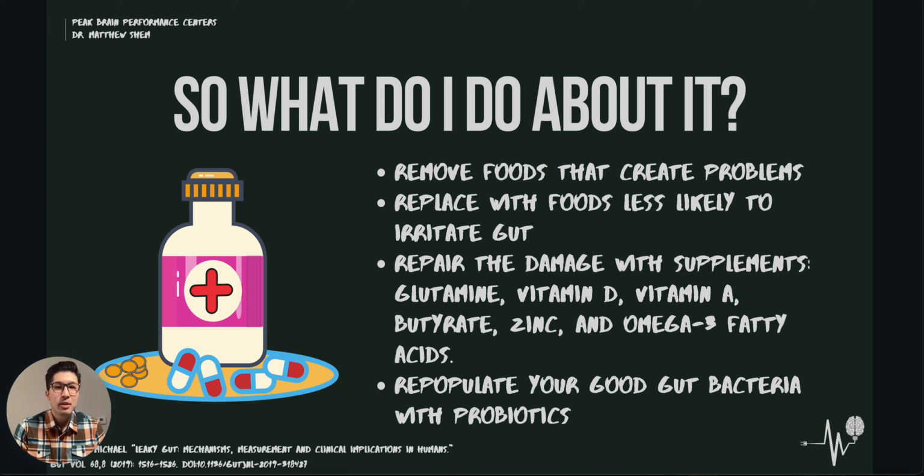So the first thing that you have to do is remove all the foods that create problems. And then you're going to replace those foods with things that are less likely to irritate the gut. So what I do in my office is I'll put people on a repair diet, which is basically removing a lot of gluten and dairy and soy and sugar and high glycemic index fruits and stuff like that. And it's basically just putting it down to the bare minimum of meats and vegetables and low glycemic index fruits. And then we'll go on that, and then we'll slowly start adding things back.